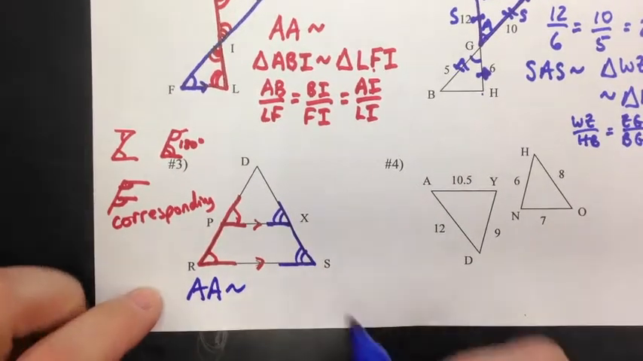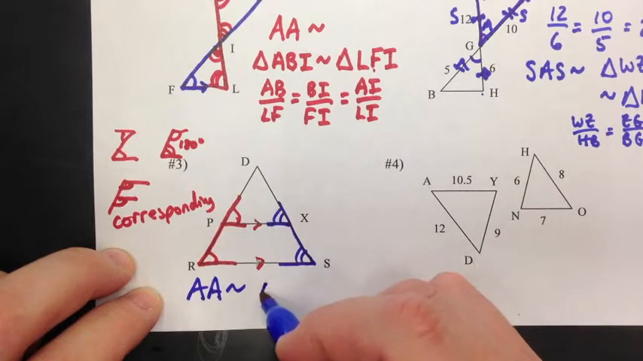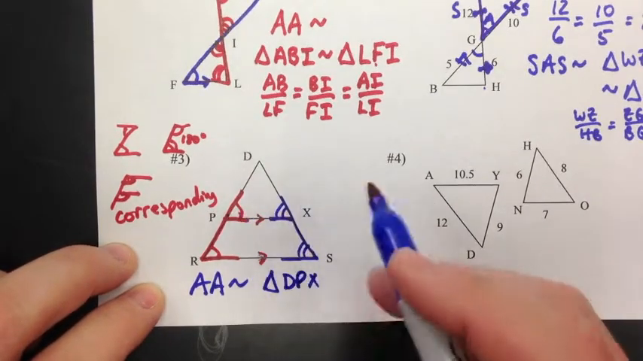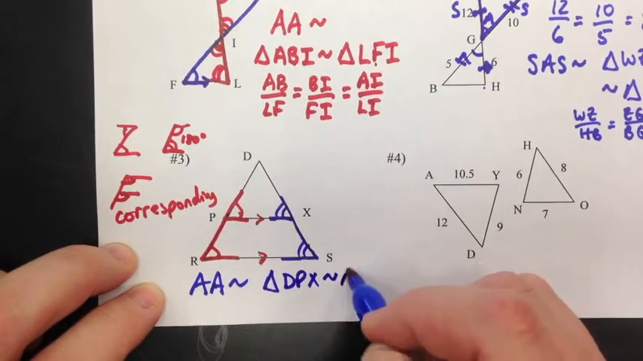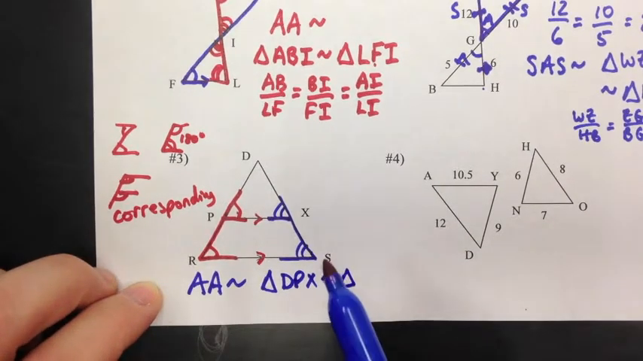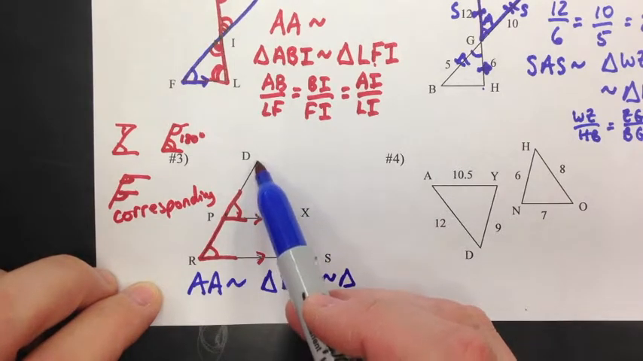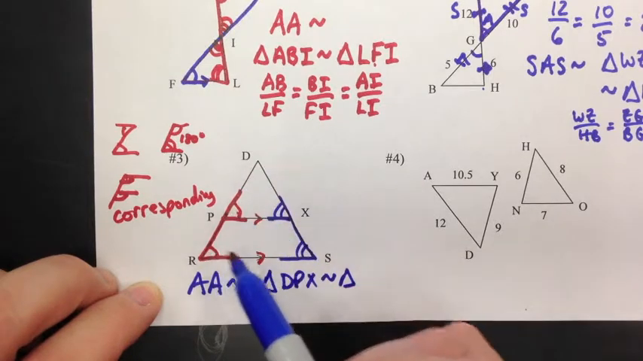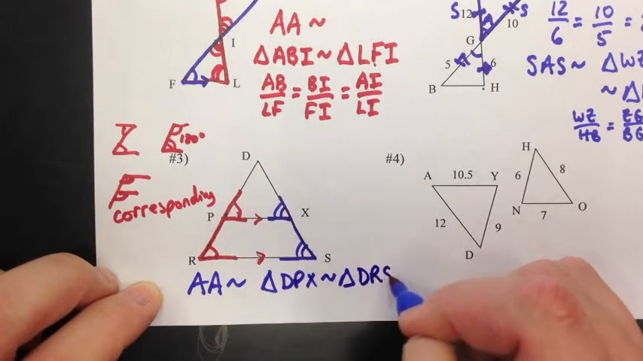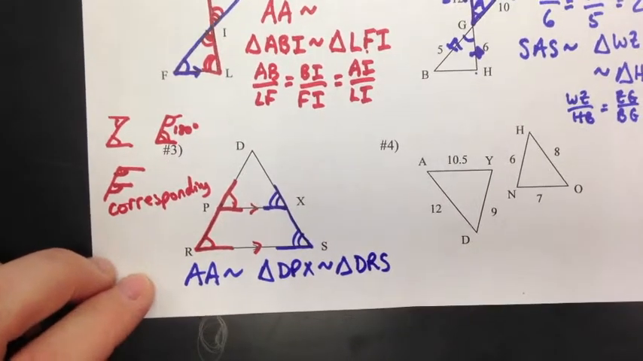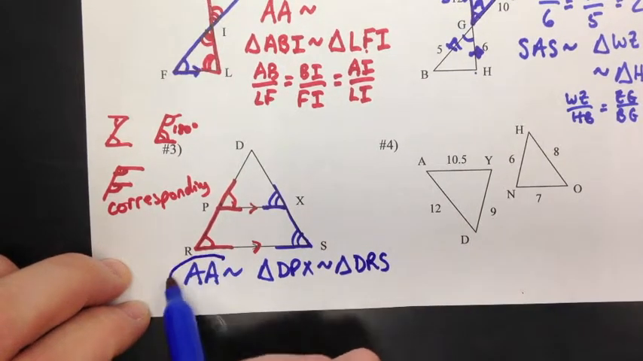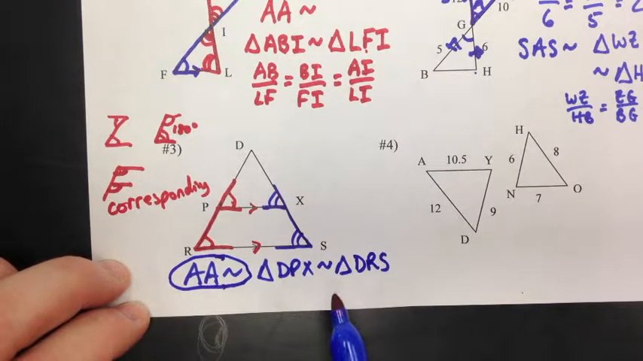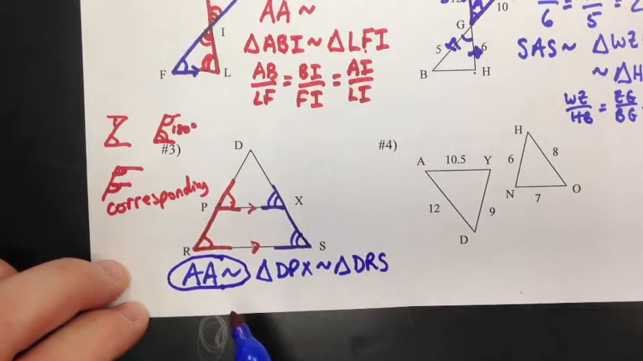That's enough. And now the similarity statement: we can say triangle DPX is similar to triangle, now let's see, D would correspond to itself. For the small triangle we have DPX, and for the big one DRS. I'm not going to write the proportion. Okay, I think we're all right with that. The key is you've got the similarity postulate, and then here's your statement for the triangles. So that's another example of angle-angle.